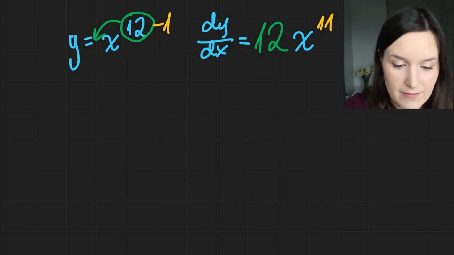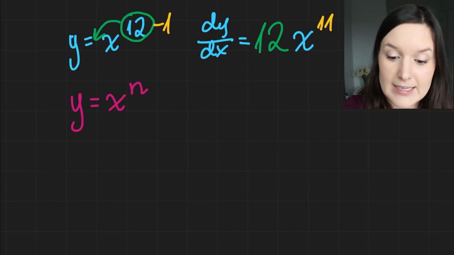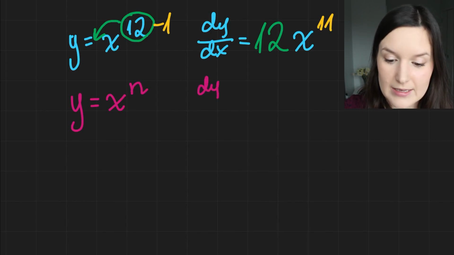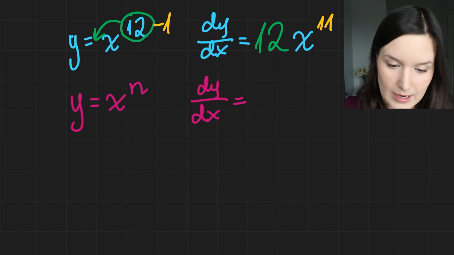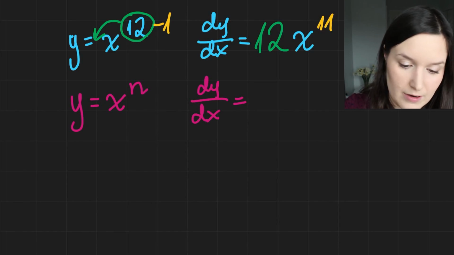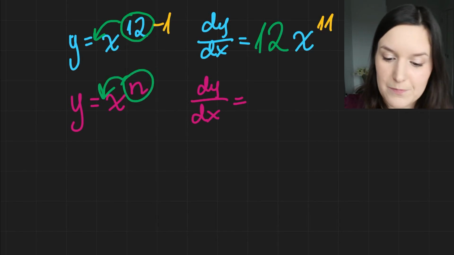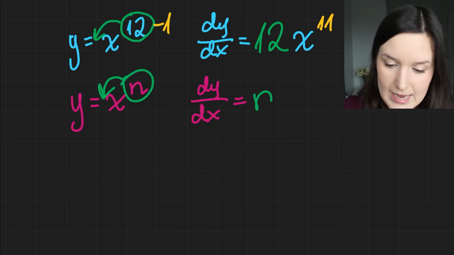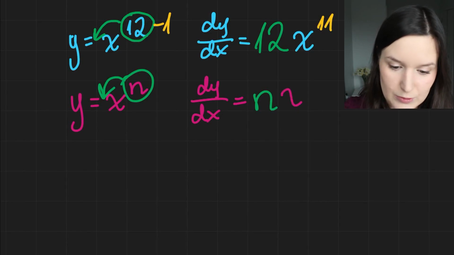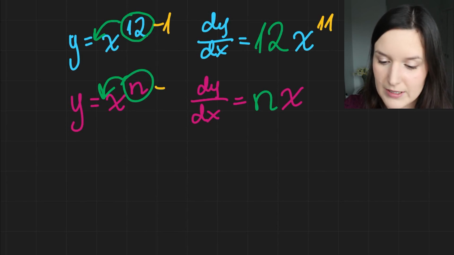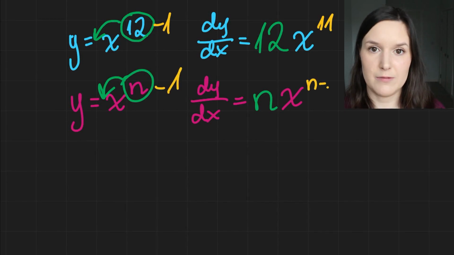So if I have a function which is a power, x to any power, let's say n, the derivative is, I put the power at front of everything, so n, and x is now to the power of n minus 1. I subtract 1 from the power.